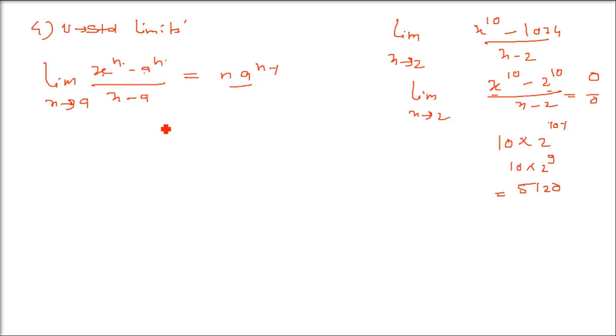So these are the evaluation of algebraic limits by using some standard limits. This is the fourth method. Now the fifth method of algebraic solution of evaluating the limit is the method of evaluation of algebraic limits at infinity. Now what does it mean?